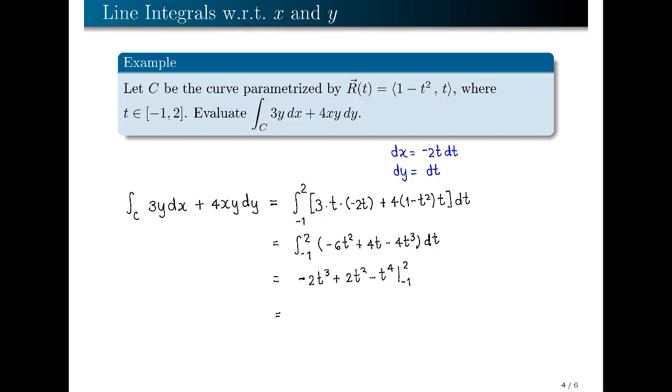At t equals 2, I get the values negative 16 plus 8 minus 16, minus, at t equals negative 1, I get positive 2 plus 2 and minus 1, which simplifies to negative 27. And that is the value of your line integral.